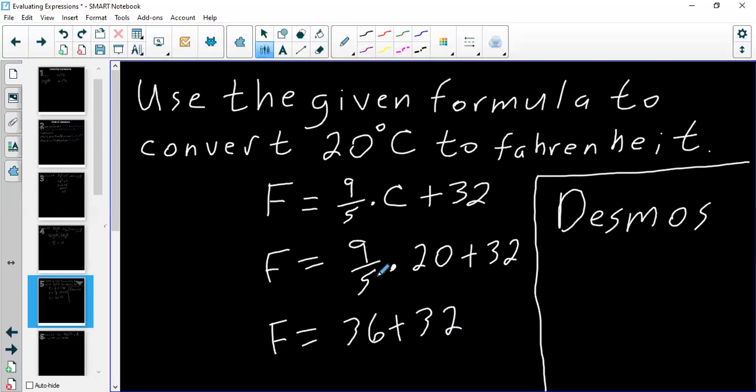Technically, you could do 9 divided by 5, get a decimal, multiply it by 20, but I'm comfortable multiplying a fraction by a whole number, so that works for me. But again, you can do 9 divided by 5, should get 1.8, times 20, you're still going to get 36. Okay. And the last step is only addition, and so we're going to wind up with 68 degrees, and remember that was Fahrenheit. So 20 degrees Celsius is equivalent to 68 degrees Fahrenheit. Same temperature, just 2 different scales.